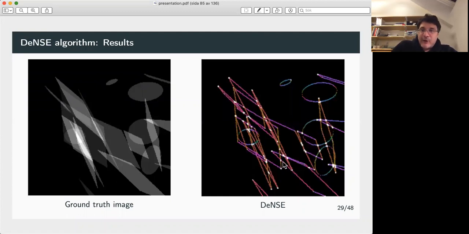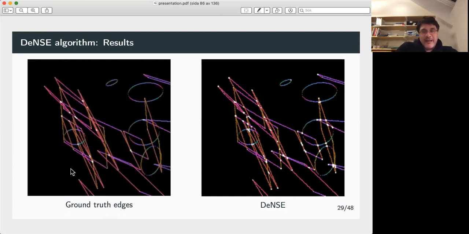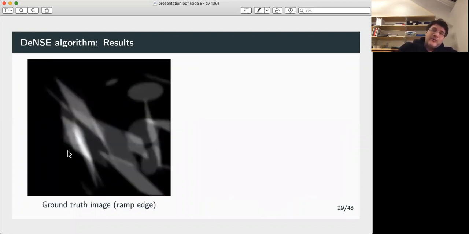Now the coloring here on the edges is to encode the directional information. So remember, it's supposed to be the wavefront set, right? So it's not only where the edge is located, it's also which direction the edge is pointing to, right? And if you look at the ground truth edges, that's what you would get. You'll see that the method is suffering where you have intersections. The white means that there are more directions. That's what it means.